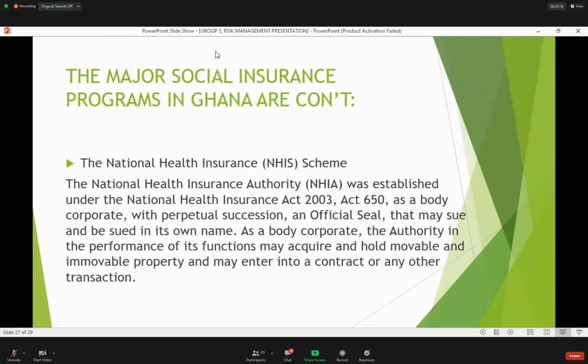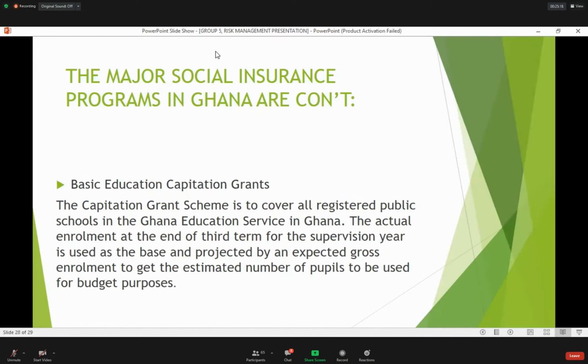And then with the last one, it was the Basic Education Capitation Grant. Now, this grant provides coverage for all registered government or public schools in the GES jurisdiction. The final or the 3rd term, because normally every school year in the public school has 3 terms. So within the 3rd term, this scheme uses it as a base to calculate all other benefits or all other funds to push through students who can't afford to go through the public school system.